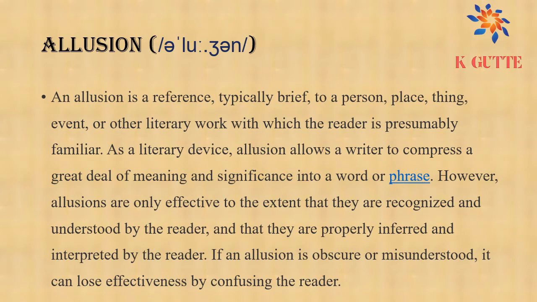Allusion. An allusion is a reference, typically brief, to a person, place, thing, event, or other literary work with which the reader is presumably familiar. As a literary device, allusion allows a writer to compress a great deal of meaning and significance into a word or phrase.